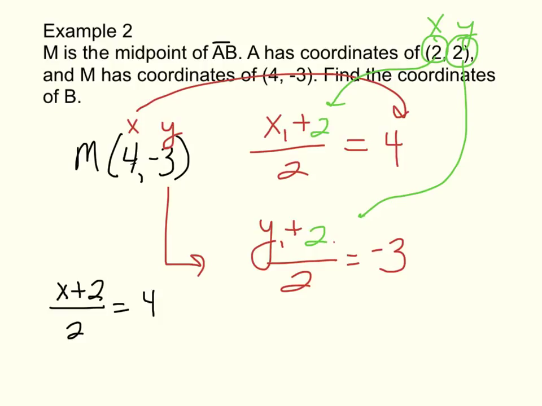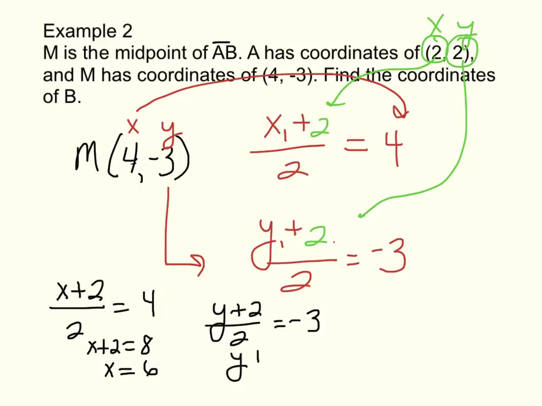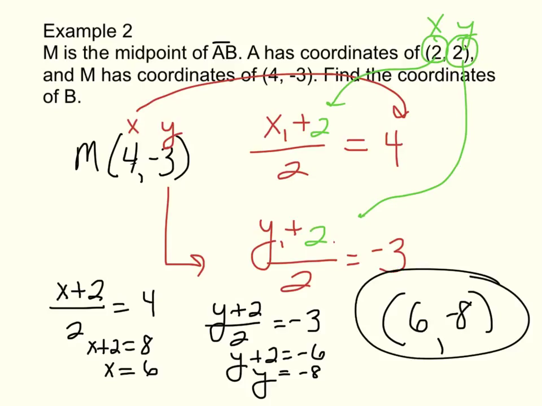So now I multiply both sides by 2. That gives me x plus 2 equals 8. Subtract 2, and that gives me an x coordinate of 6. Then y plus 2 divided by 2 equals -3. I multiply by 2: y plus 2 equals -6. So y equals -8. So my missing coordinate, which is B, would be (6, -8). All you do is take your midpoint formula, plug in what you know, and then solve for the remaining variables. The next formula you have to know is the distance formula.